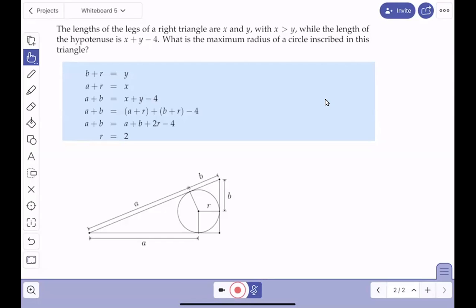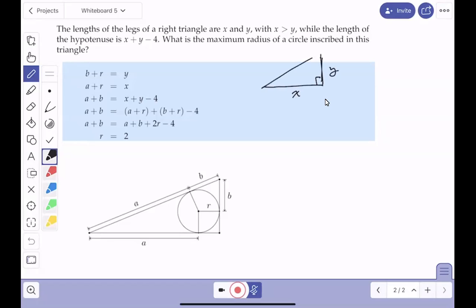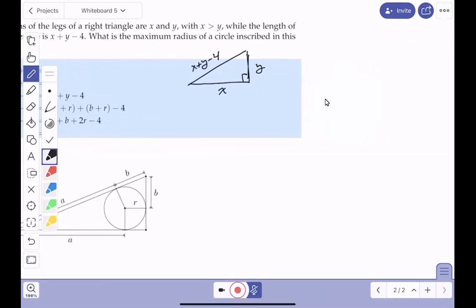So what am I saying over here? If I read, it says, let the legs of a right triangle be X and Y. So I would draw a triangle, like what they're saying. They're saying X is bigger than Y, so I'm going to put something like this. It's a right triangle. These are the legs. And it says the length of the hypotenuse is X plus Y minus 4. This is where I would probably stop reading if I were taking an exam, which is unfortunate sometimes because I waste time by not reading.